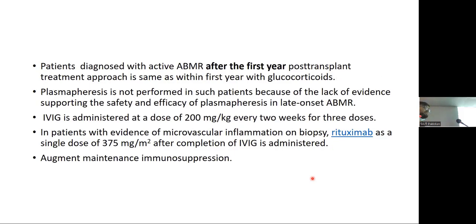Now, what is plasmapheresis? Why are we giving IV immunoglobulins after a session of plasmapheresis?